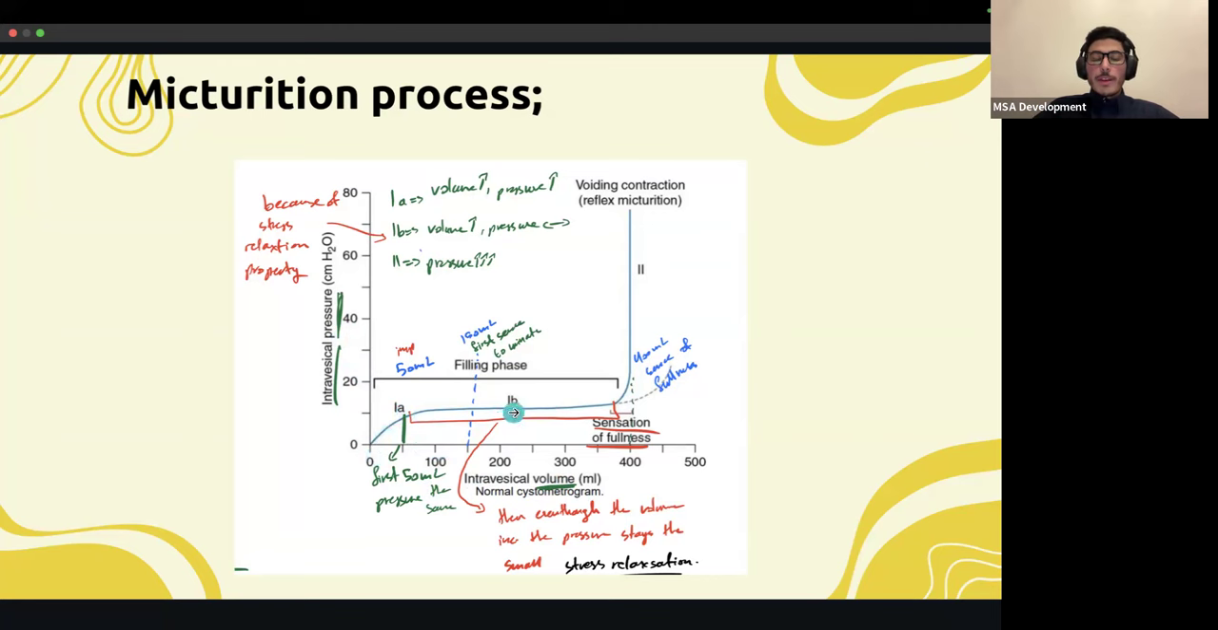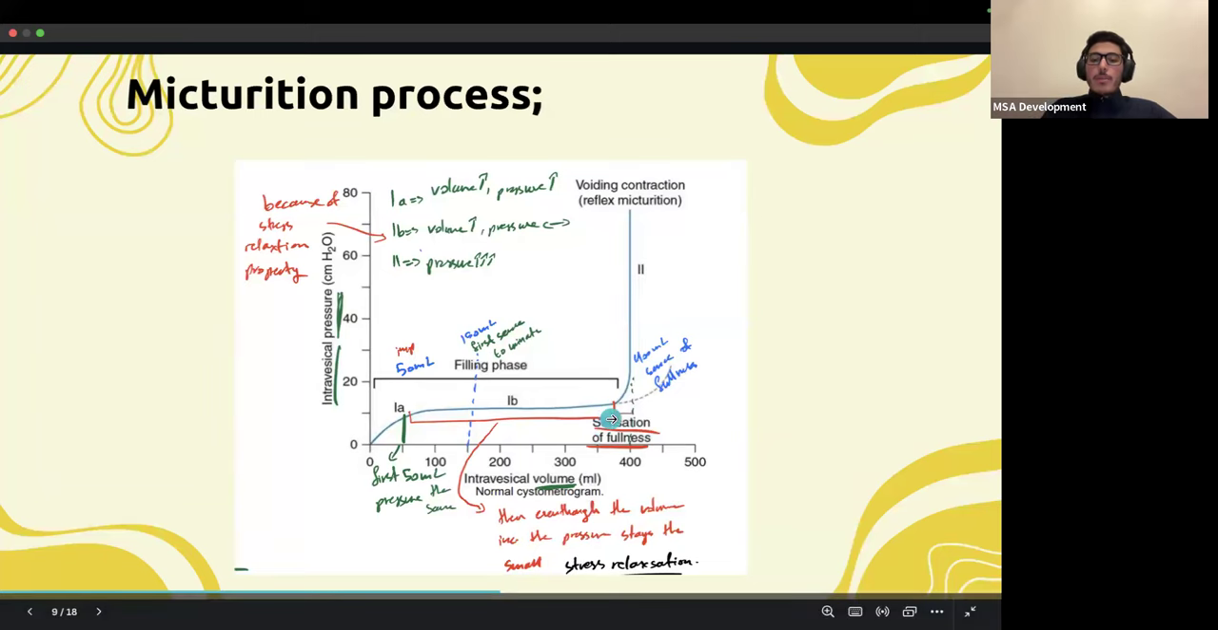Furthermore, we proceed into the second part of the first segment, which is 1B, where you can clearly see that the pressure is constant whereas the volume is increasing. This is because of Laplace's law. As we mentioned in the previous slide, segment 1B in this graph signifies the law of Laplace. As we add volume, this urine pushes the walls of the bladder, resulting in its expansion. So the pressure is kept the same, even though we're increasing volume.